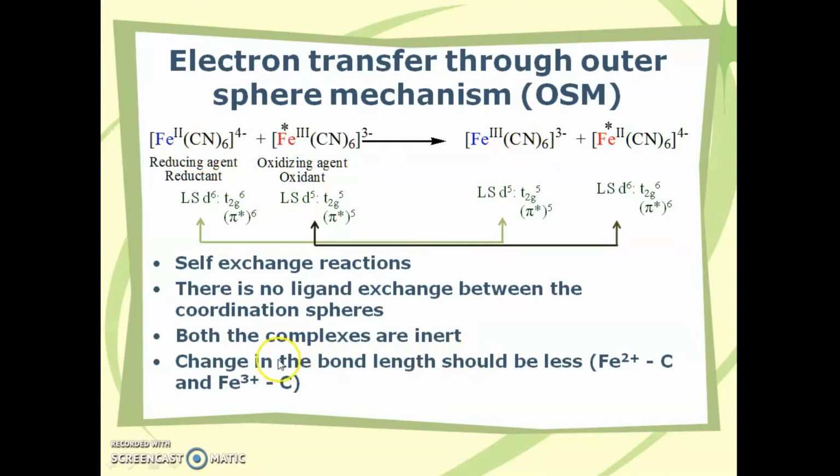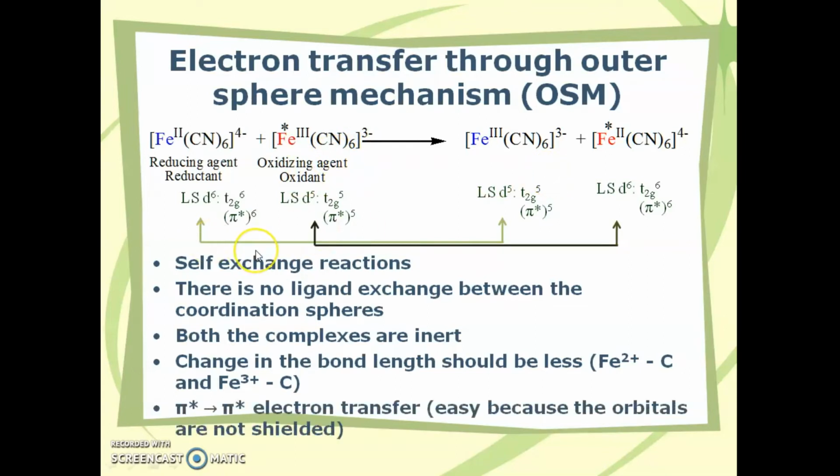Only when the change in the bond length is less, and similarly here also from Fe3+ to Fe2+, here also the change in the bond length should be less. Only when the change in the bond length is less, then the reaction rate will be faster.